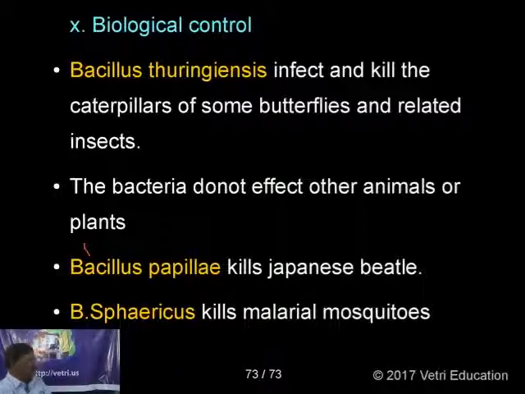In the same way, Bacillus popilliae kills Japanese beetles and Bacillus thuringiensis kills malarial mosquitoes. So in the same way, the biological organisms which kill other pests are called biological control.